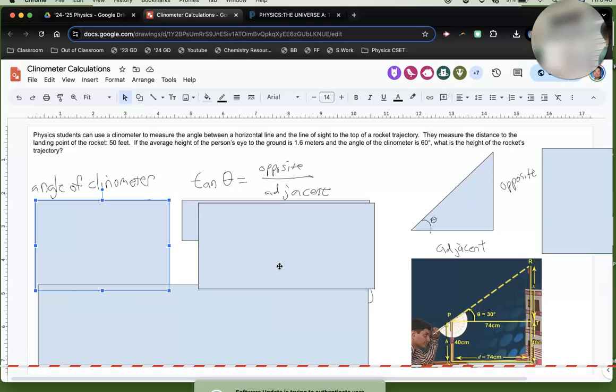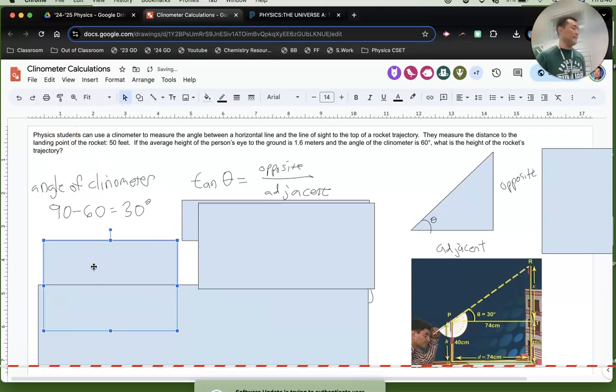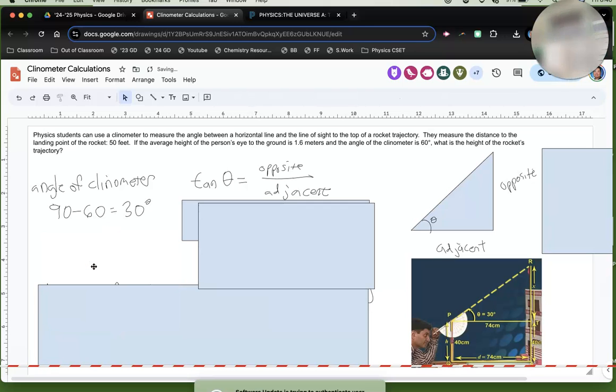And so if this string moved to 60, we have to do 90 minus 60 every single time. So 90 minus 60 is the first calculation you need to make to find theta, to find the angle. 90 minus 60 is the first step. This is a 3-step problem.